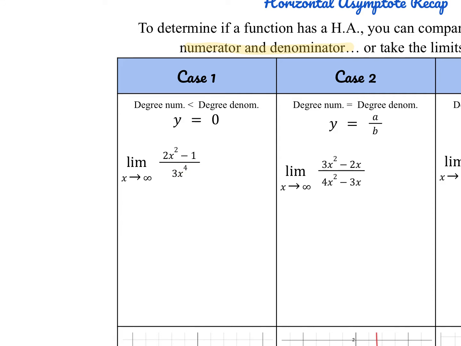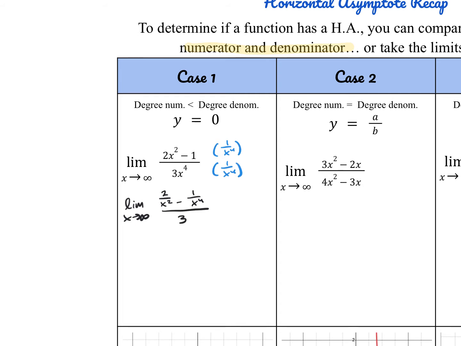Of course, we could do this with limits. So remember, what we learned to do is we learned to divide each term by the largest degree in the denominator. So we would essentially divide each term by x to the 4th, and then we have limits that will approach 0. So we would end up with 2 over x squared minus 1 over x to the 4th over 3, just 3 in the denominator.